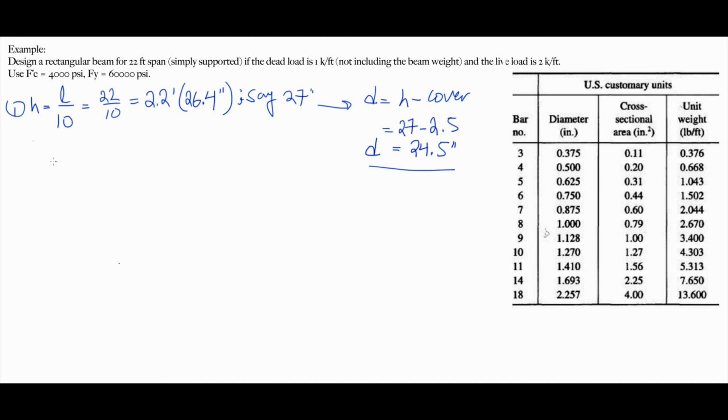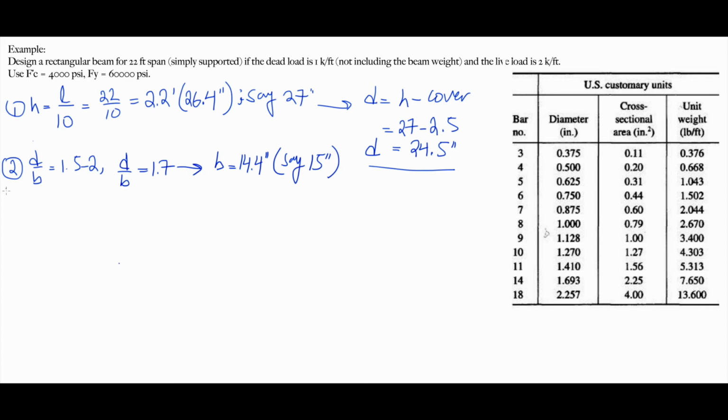Second step, taking the ratio d over b. We said it should be from 1.5 till 2, isn't it? Let's take somewhere in the middle. Let's take 1.7. So d over b equals 1.7. And by that, you will get b to be 24.5 divided by 1.7, which is 14.4 inch. Say 15 inch. Guys, we get d, b, h, and the cover.